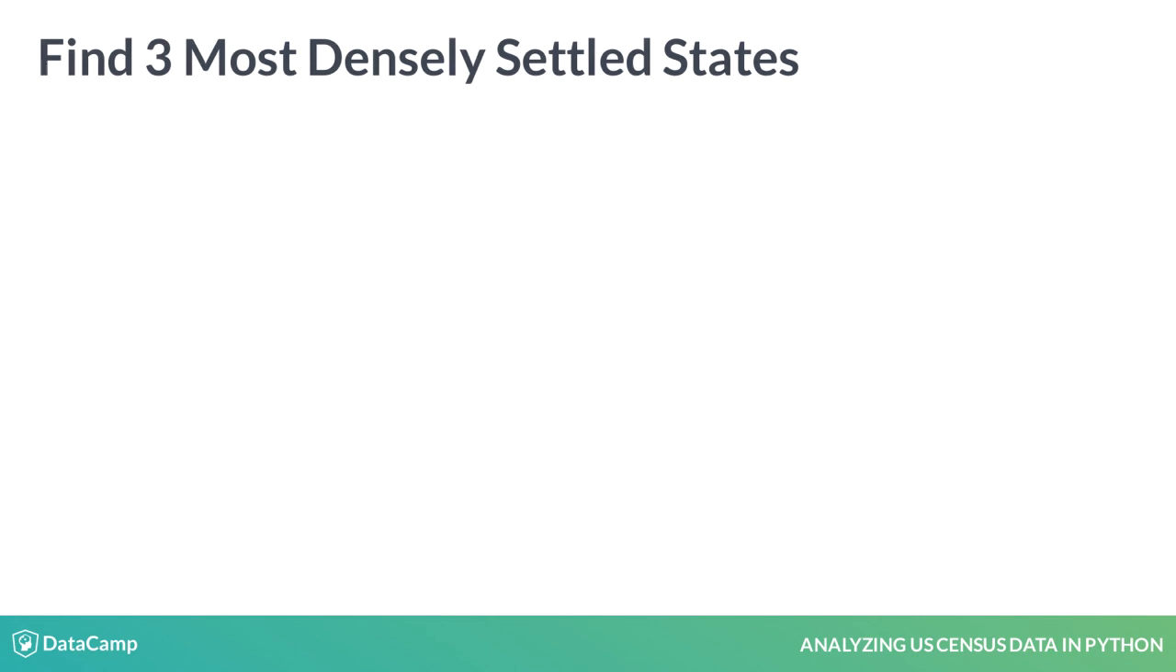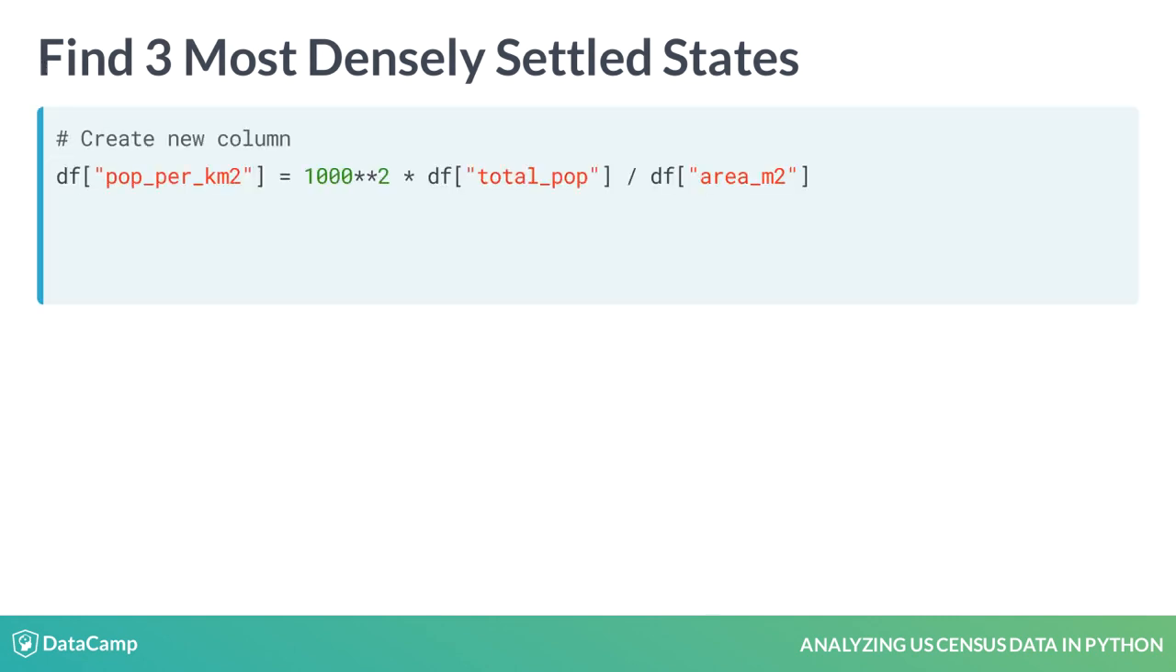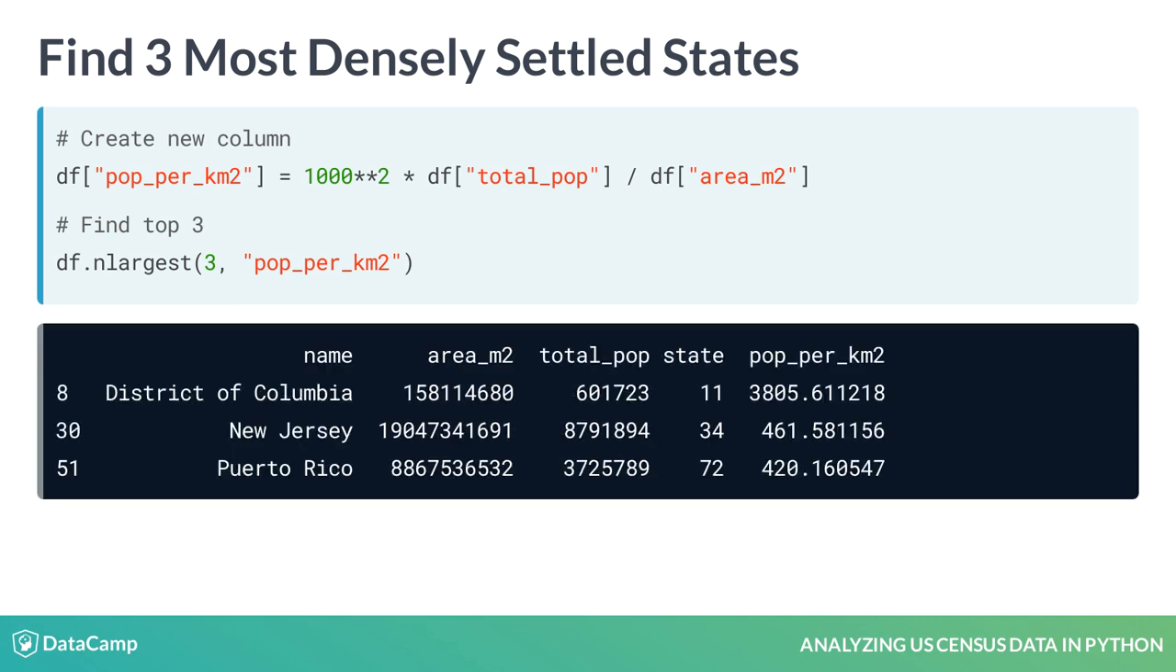Now that the data is loaded, let's see an example analysis. Create a new column, pop per km2, by dividing the population by the land area. The result is in square meters. Multiply by 1,000 squared to get the density in square kilometers. Then use nlargest to return the 3 top records. The first parameter is the number of rows to return. The second is the column to sort by.